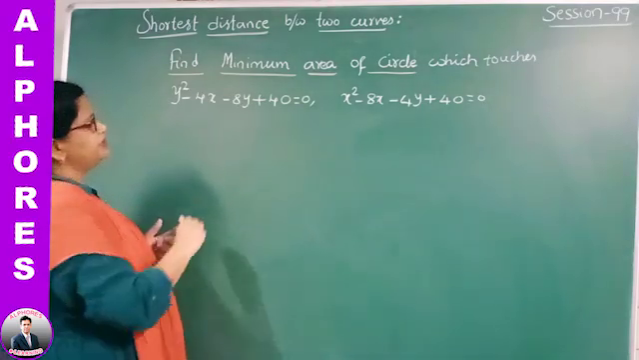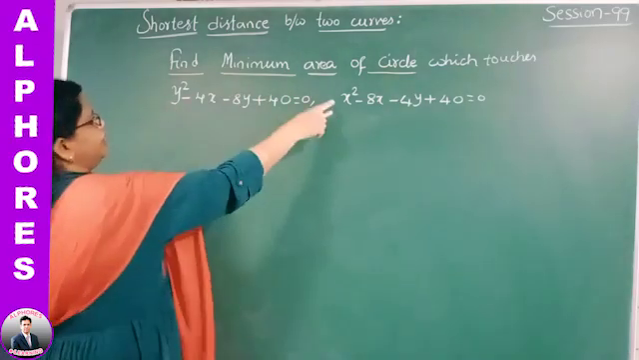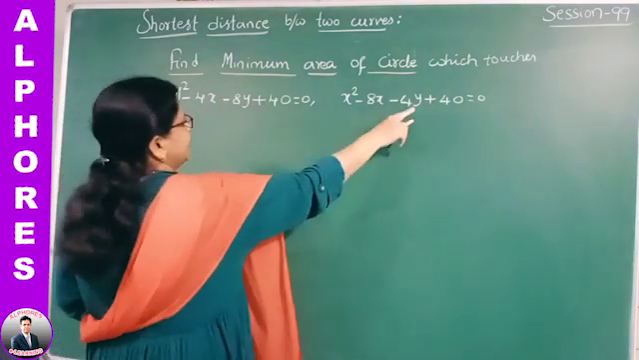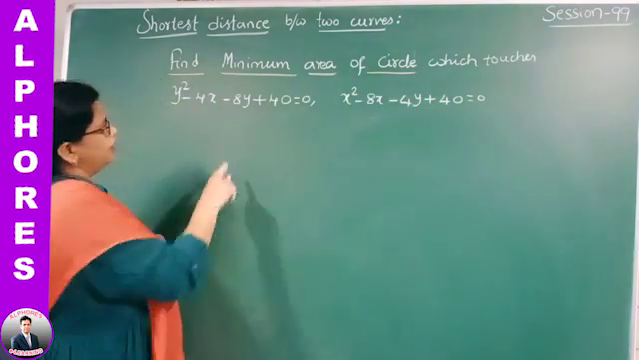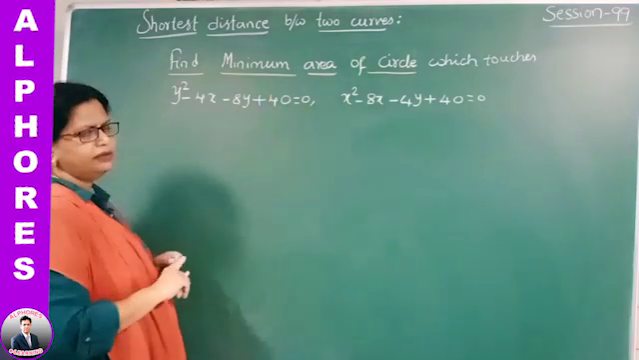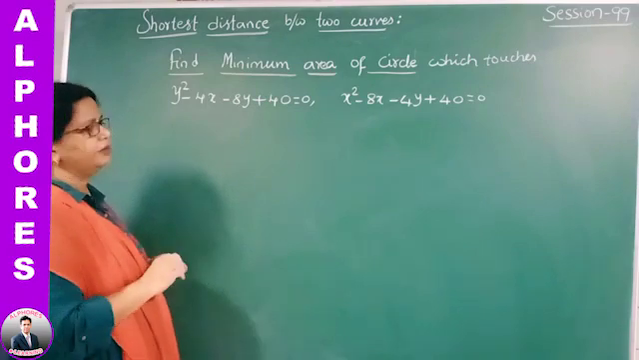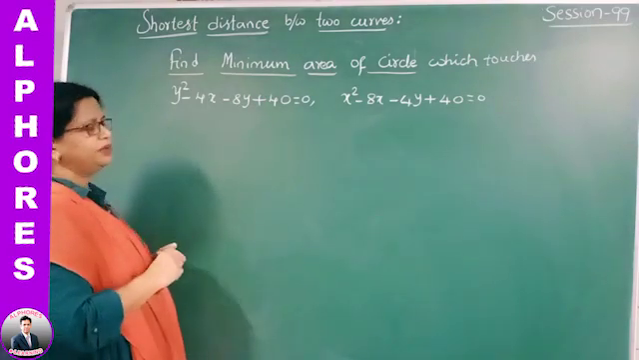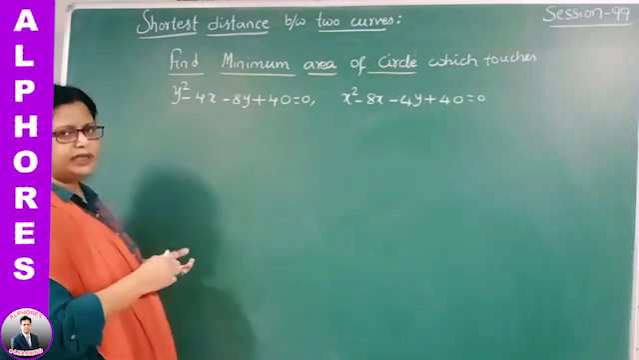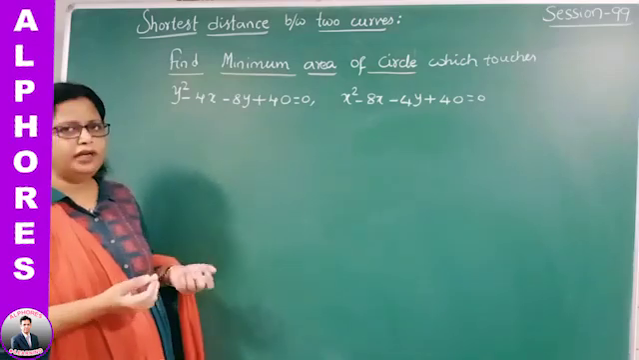Again, students, observe the relation between the two curves. y square here, x square minus 4x here. In place of x you are getting y here, and minus 8y here, in place of y you got x. Of course, the constant in both equations is the same. That means clearly you can observe in this problem also that the two parabolas are images of one another with respect to the line y equal to x.